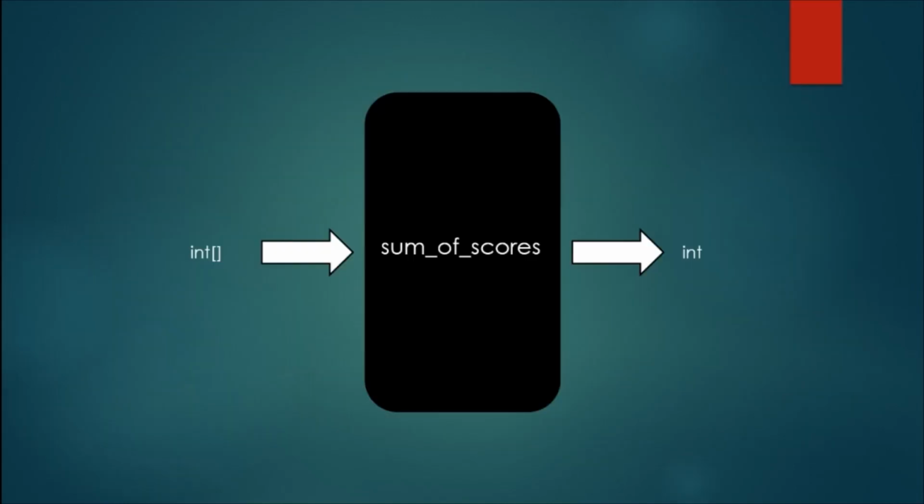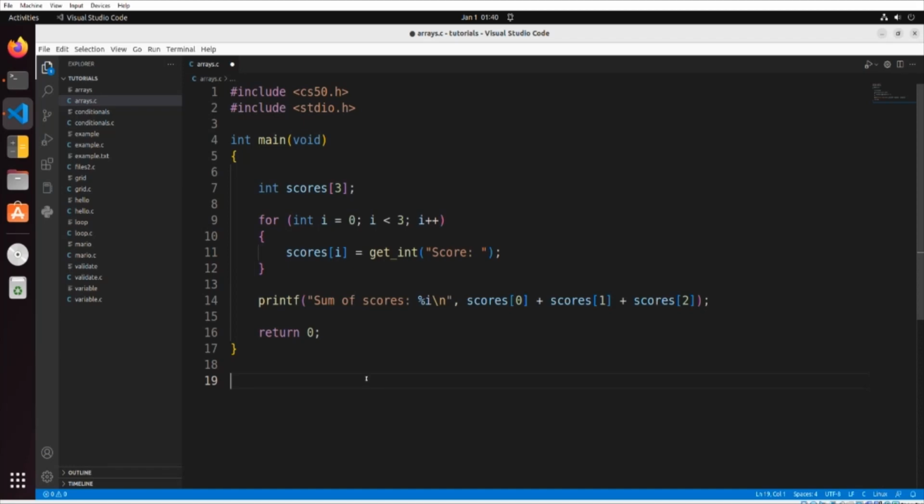Let's suppose that we want to create a function called sum of scores that's going to take a scores array as input and return to us the sum of those scores. We can come down here outside of main, and this sum of scores function is going to return the sum of a bunch of integers. And if you think about it, anytime we add integers together, we're going to get an integer as the solution. So this function should return an int.